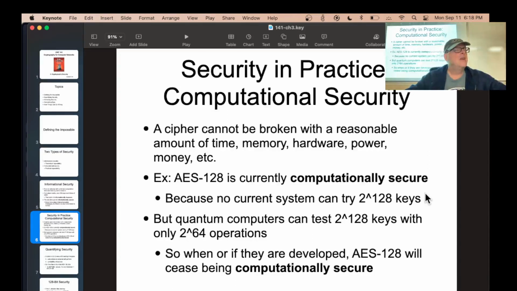The problem is different hardware might help, and quantum computers. If quantum computers existed, and if they were millions of times better than any that exist now, they do technically exist now, but only in an early prototype state, then a quantum computer would only have to do 2 to the 64 operations to try all those keys, and that might be doable. So in principle, in like 30 or 40 years, quantum computers might get good enough to break AES 128, which is the standard kind everybody uses. At that point, it will cease being computationally secure.